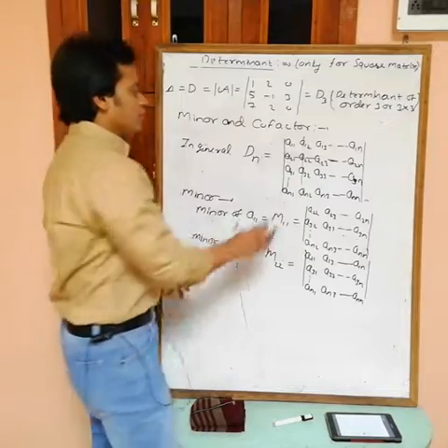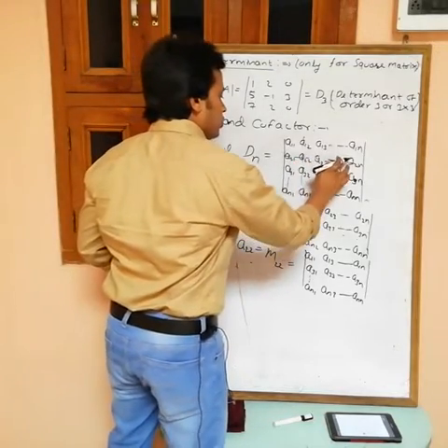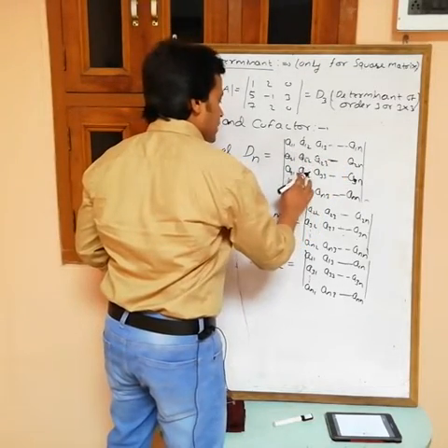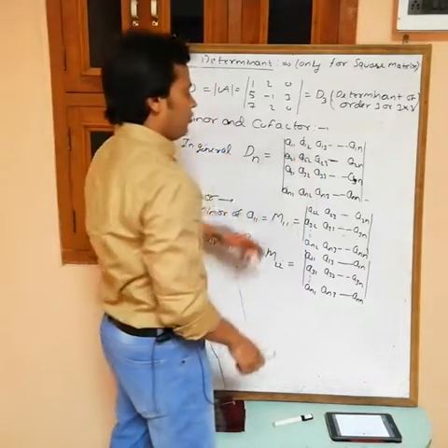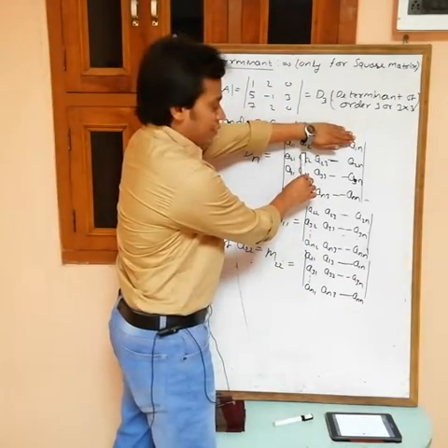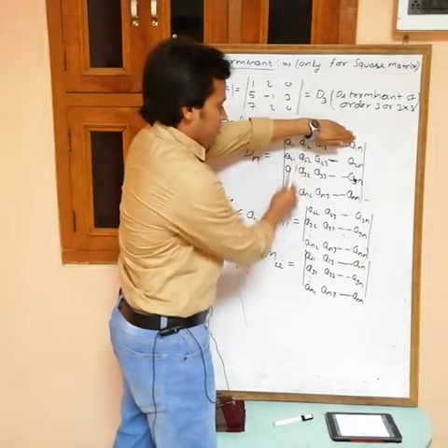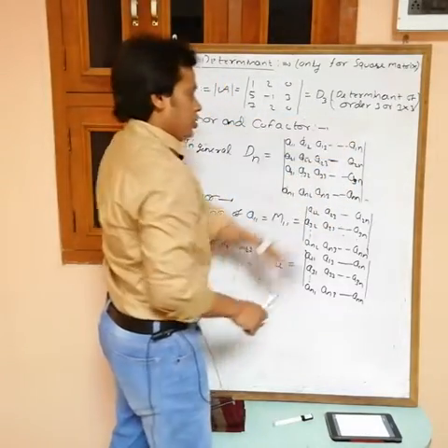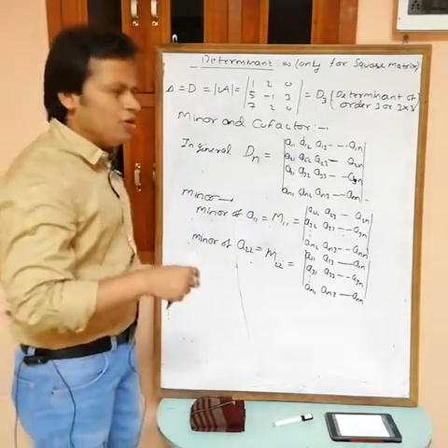Similarly, you can also find the minor of A12, the minor of A12, it means M12. How to get M12? If you want M12, then hide the corresponding row and column and make the determinant of the remaining elements. It means these and these all. So you can find the minor of any element.